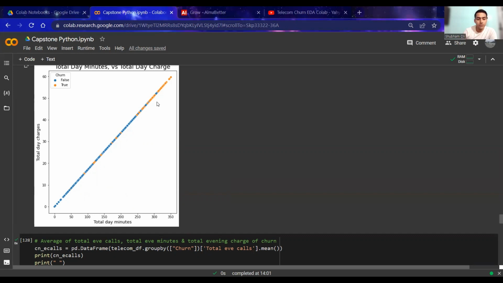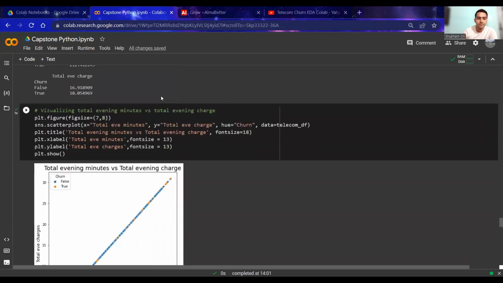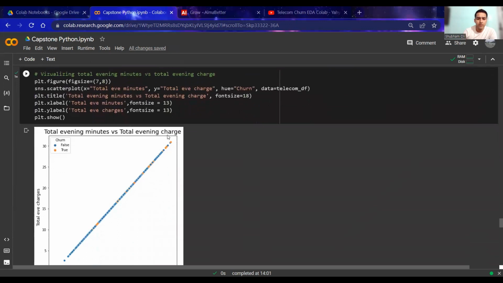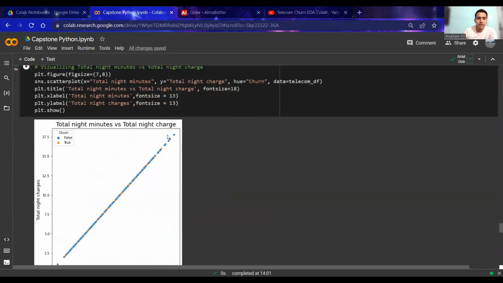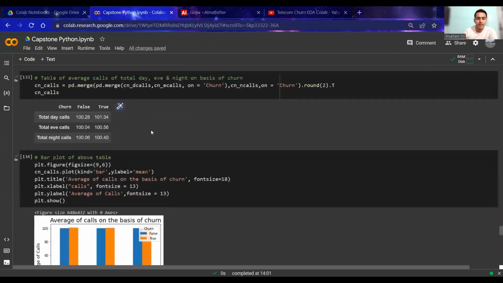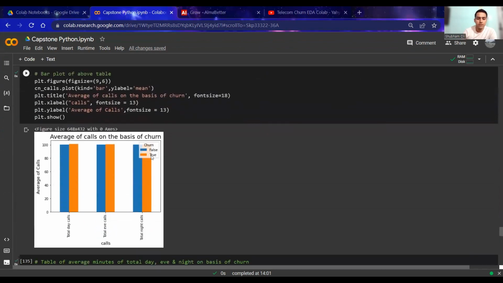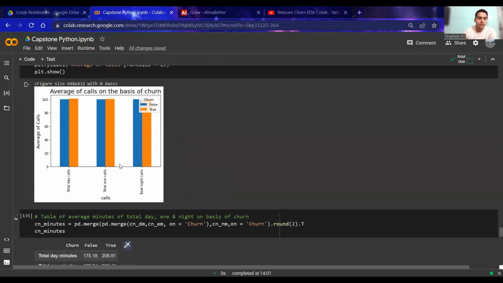So the more the customers use the minutes, the more they are charged and the more they are churning. Similarly, you can see a linear relationship between evening minutes and evening charges, and also between night minutes and night charges. Now, for the average calls on the basis of churn, on the horizontal axis we have the total day calls, evening calls and night calls, and the average of all calls is plotted. This is almost the same for all three columns.